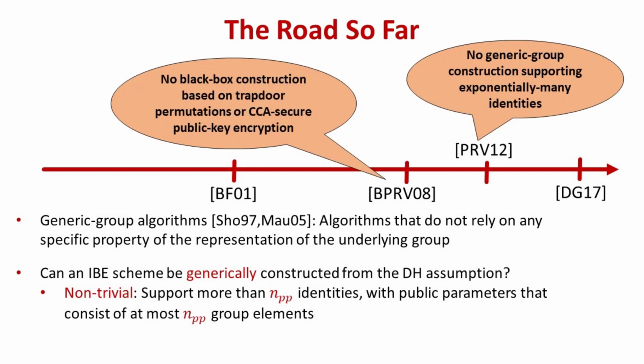Initial evidence for the difficulty of constructing IBE schemes without bilinear maps or other specific forms of structure was provided by Boneh et al. They showed that an identity-based encryption scheme cannot be constructed in a black box manner based on trapdoor permutations or CCA secure public key encryption.